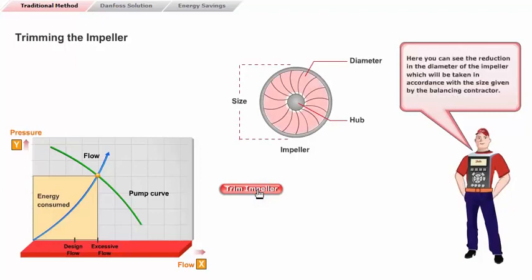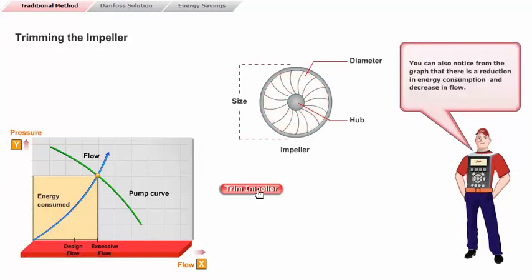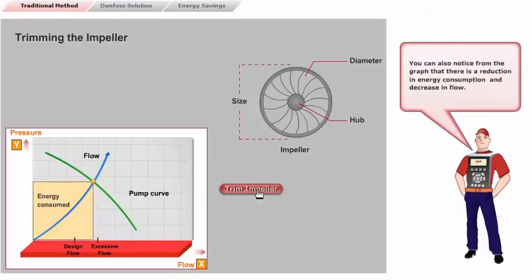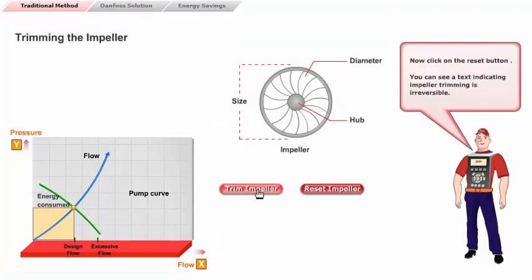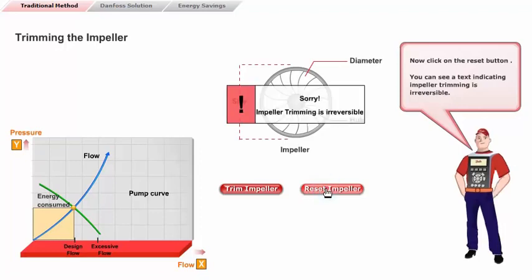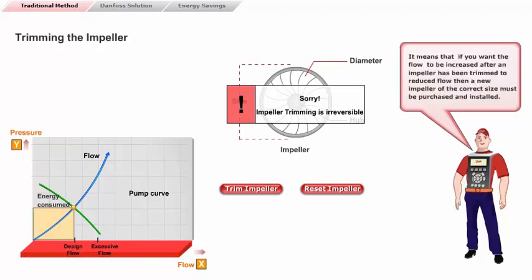Here, you can see the reduction in the diameter of the impeller, which will be taken in accordance with the size given by the balancing contractor. You can also notice from the graph that there is a reduction in energy consumption and a decrease in flow. Now, click on the Reset button. You can see a text indicating impeller trimming is irreversible. It means that if you want the flow to be increased after an impeller has been trimmed to reduce flow, then a new impeller of the correct size must be purchased and installed.